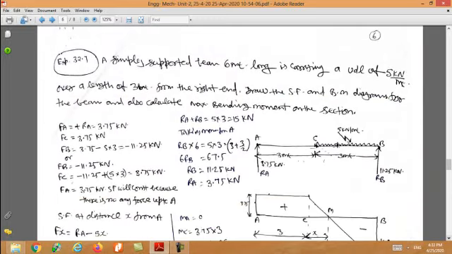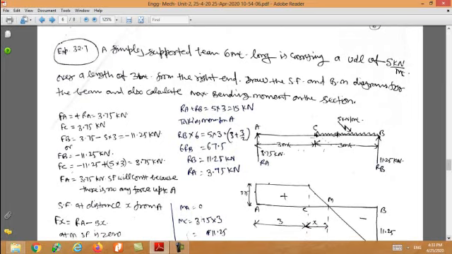Another simply supported beam with UDL for half length, and this UDL is 5 kilonewton per meter. So first calculate RA and RB. 5 into 3 is 15 kilonewton, and calculate the reactions at A and B. For RB support, taking moment of all forces at A, RB into 6 is anticlockwise, and the other force will be clockwise. So you can calculate RB and RA.